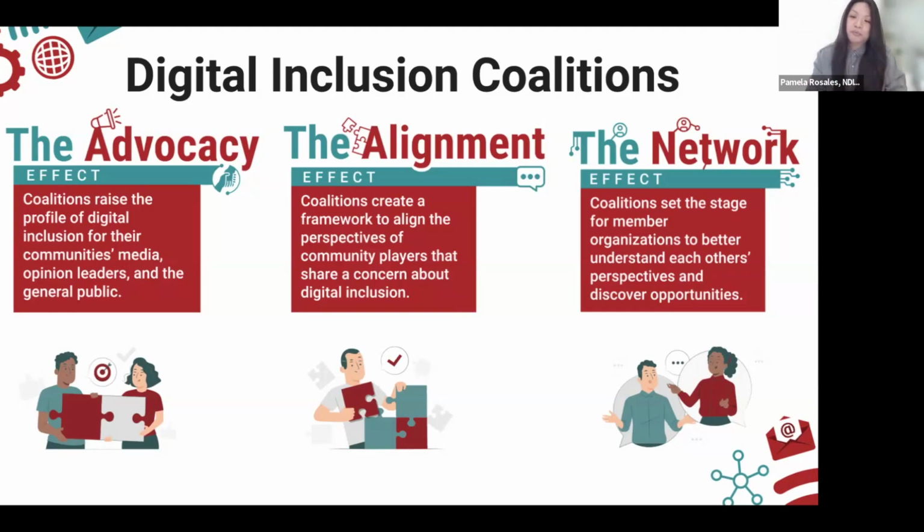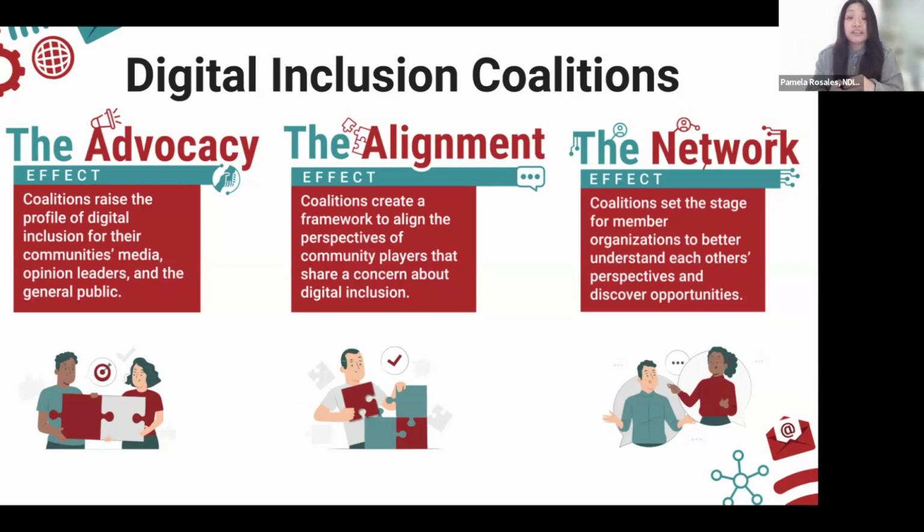So maybe it's partnering with a device distribution and then providing digital skills, or the digital training is going side by side with the hospital, talking about telehealth and how to use that specific app. So there are a lot of unique things that can come about when you're part of a digital inclusion coalition. And so this collective of organizations is shaped by the community and advocates for digital equity.